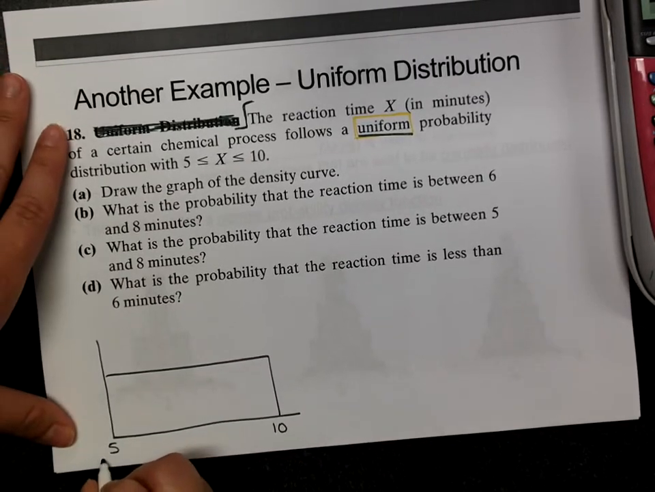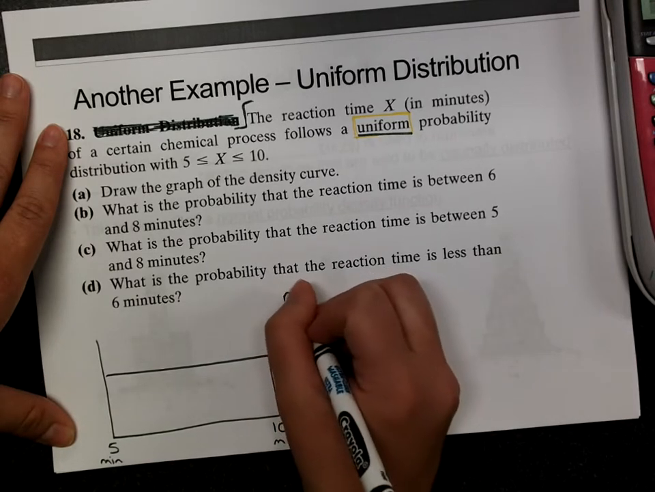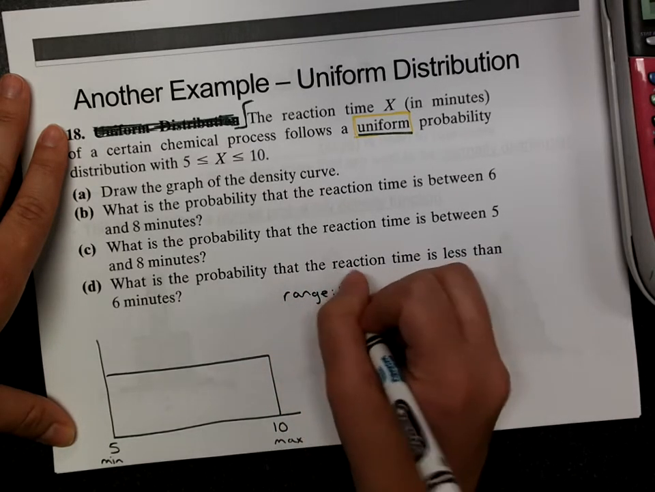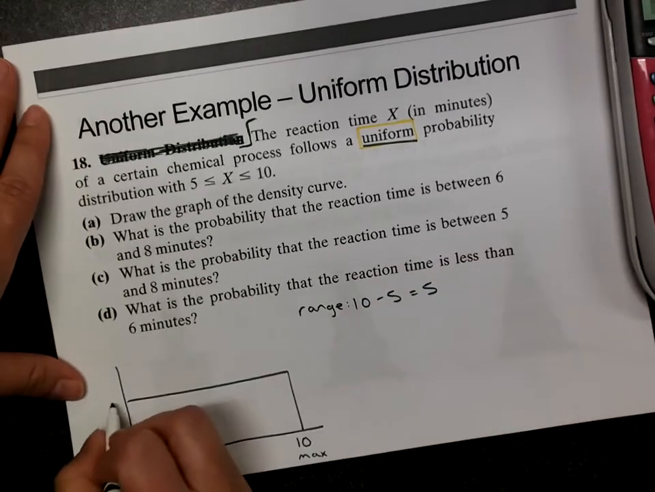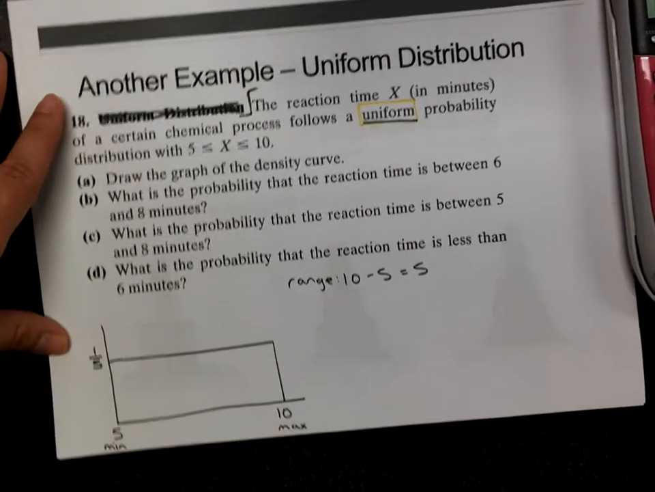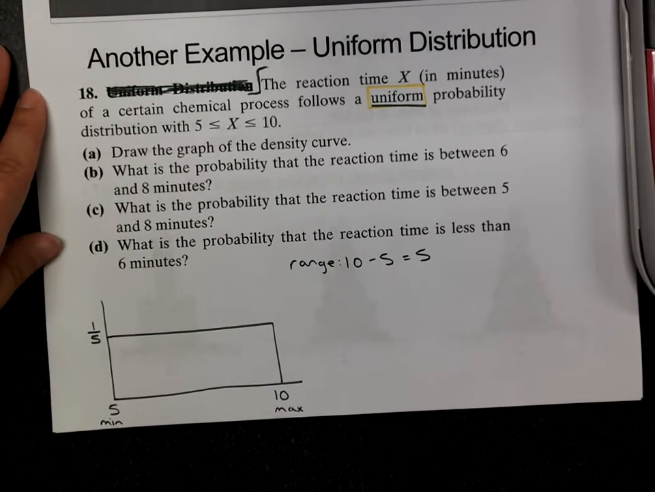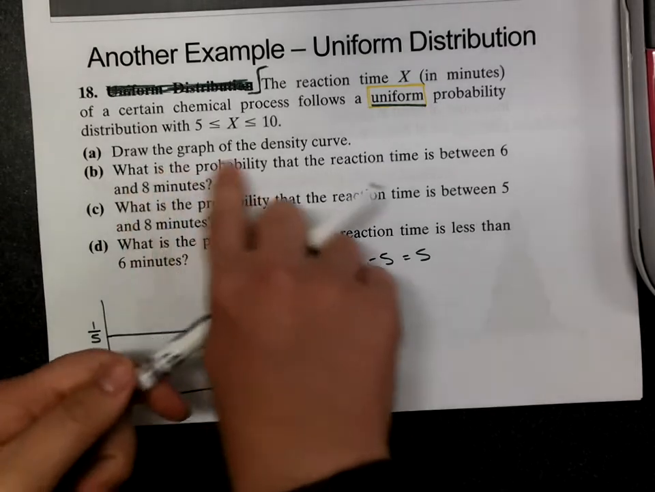That is my minimum. Here's my maximum. That tells me that my range is 10 minus 5, which is 5. So the height is 1 over 5. So always get all of that labeled, draw your nice rectangle, get that height labeled, 1 over the range, your minimum and your maximum. So that's part A, draw the graph.